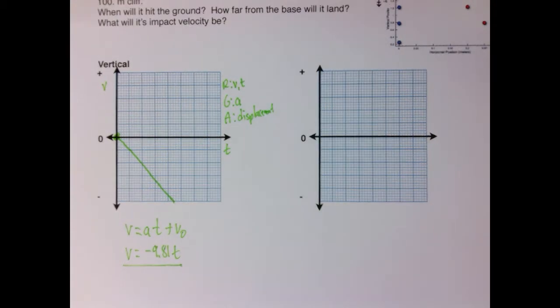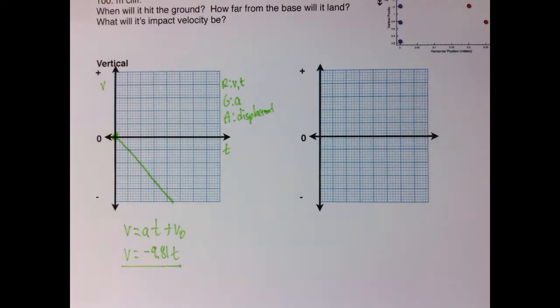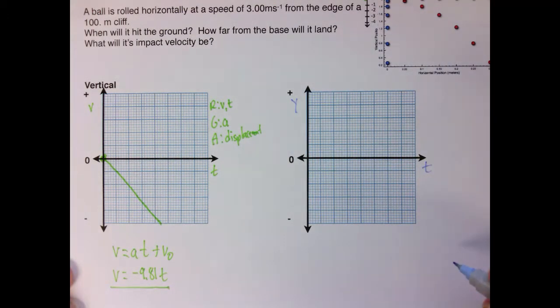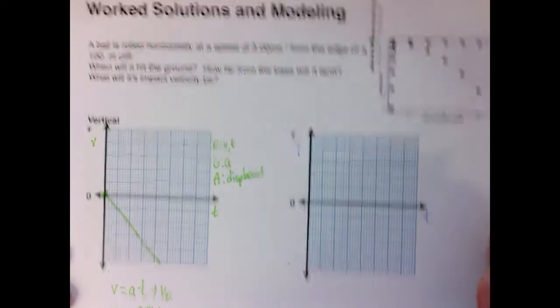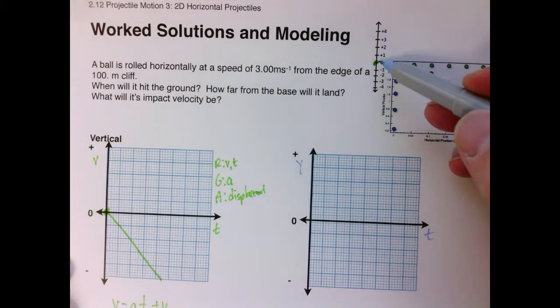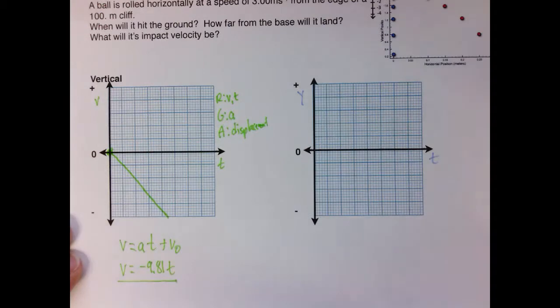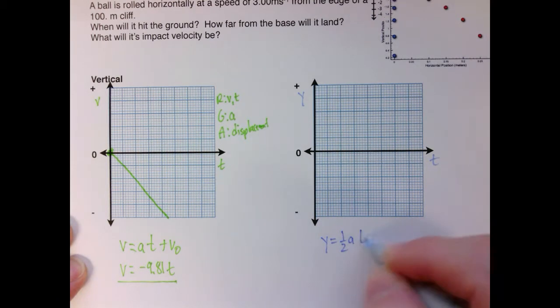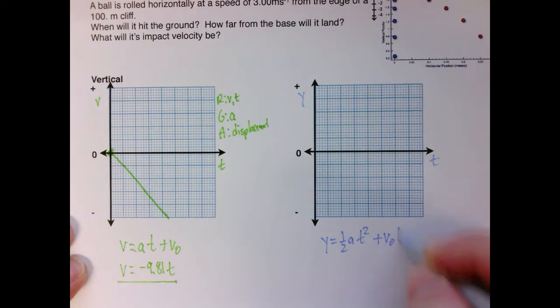Now it's time to consider the position. We have y and t. Now if we make this particular location 0, we know the initial position is 0. We start with our generic equation, y equals 1/2 a t squared plus v0t plus y0.